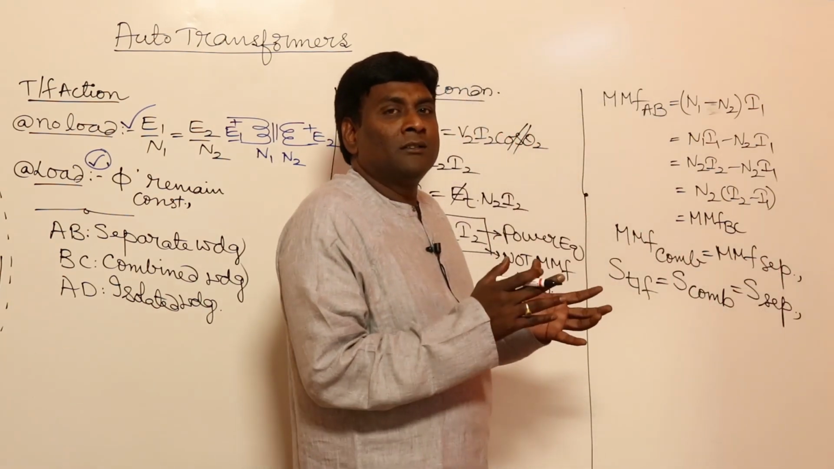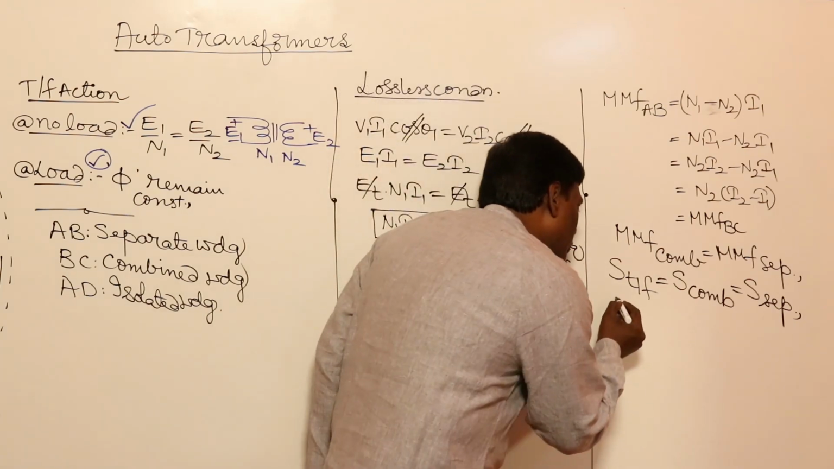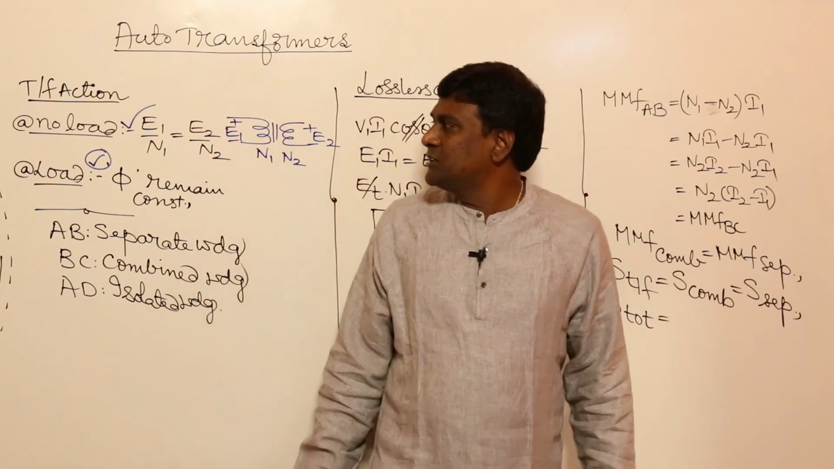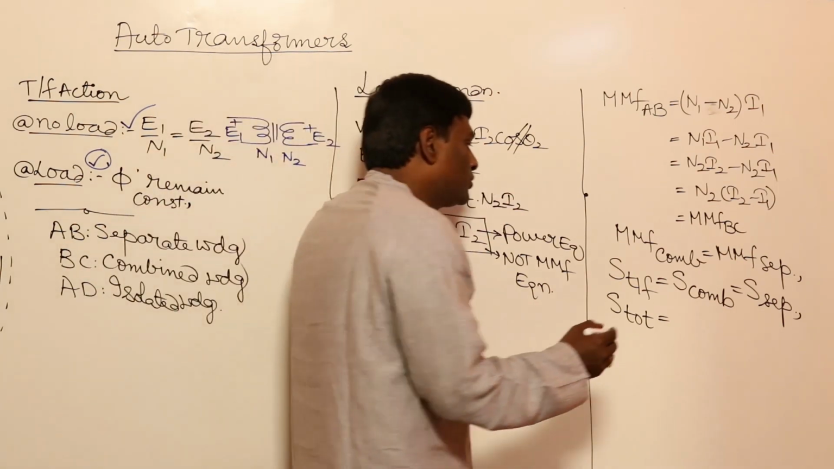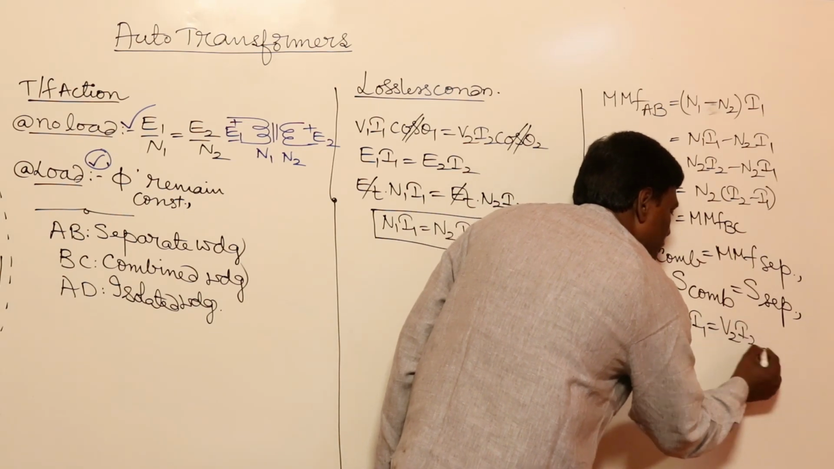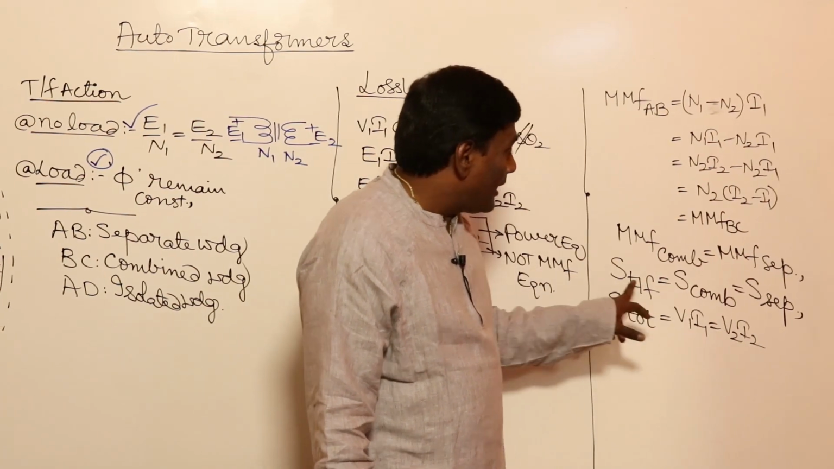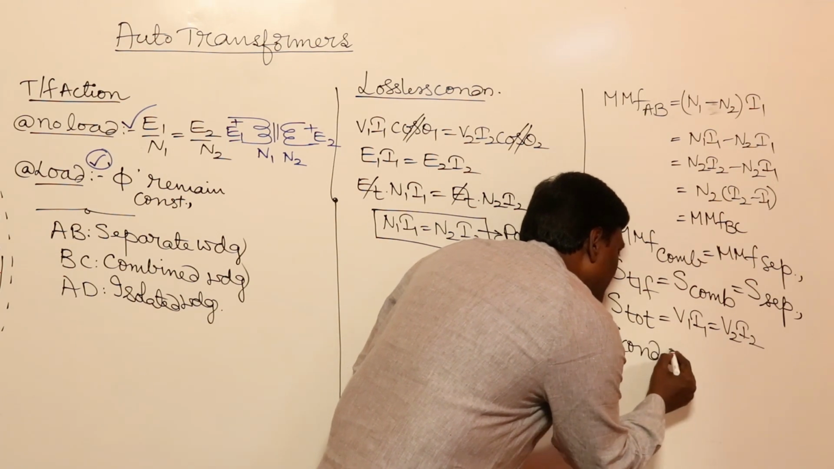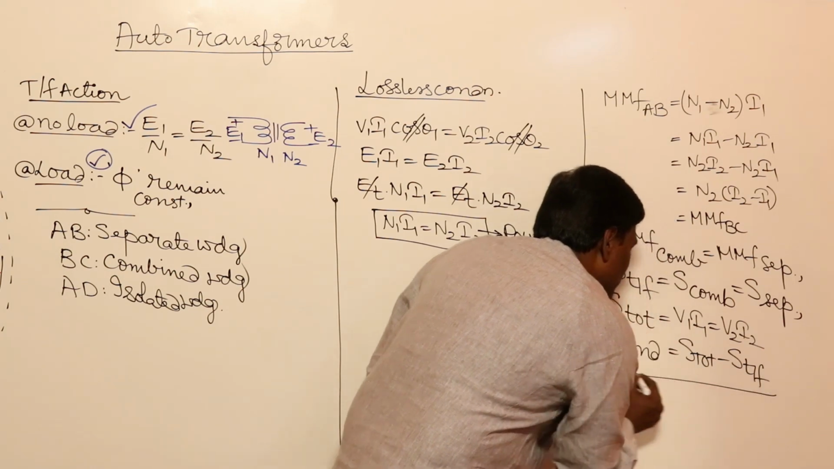Now what is meant by power transmitted because of electrical connection? S total is how much? Total power input is V1 I1, or V2 I2 is the output. So V1 I1 or V2 I2 is the total. Already, in a transformer, you know what conducted power is. Conducted power equals S total minus S of transformer action.